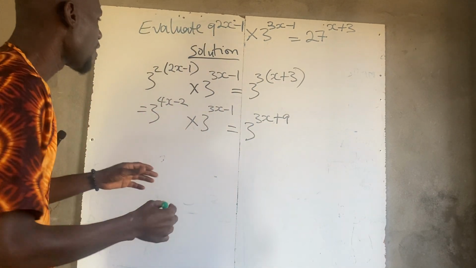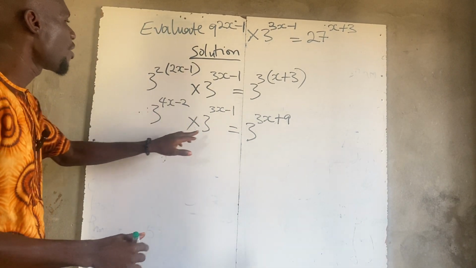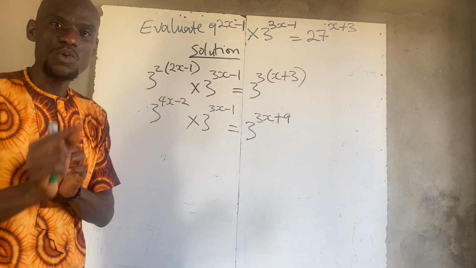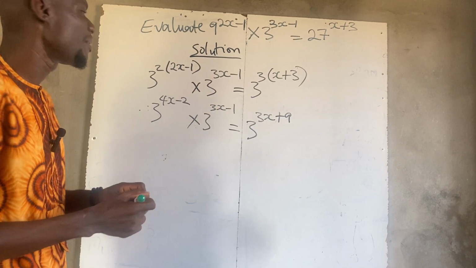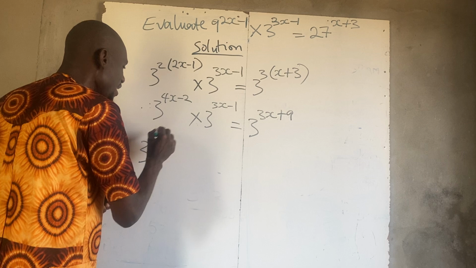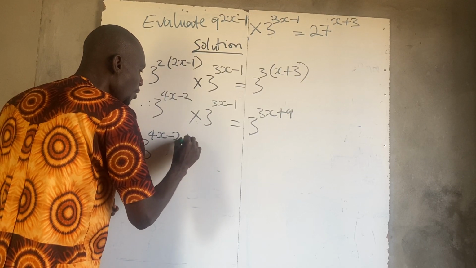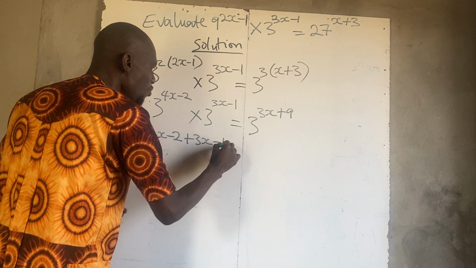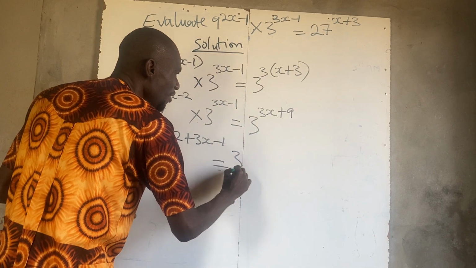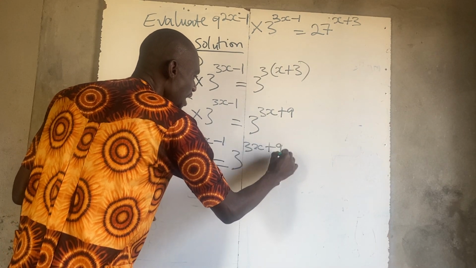So at this point now, we are going to apply the law of indices on this part that says that when the bases are the same, you take one of the bases and add their powers. So on that note, let's collect one of the base 3 and we add their powers. 4x minus 2 plus 3x minus 1 equal to 3 raised to the power of 3x plus 9.